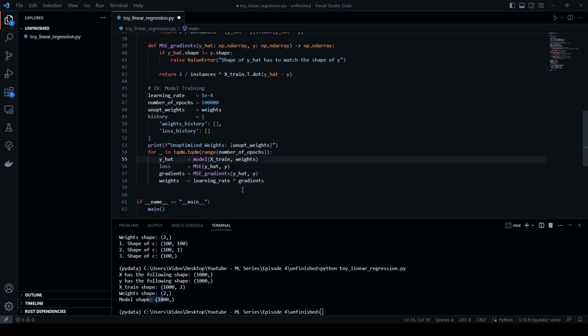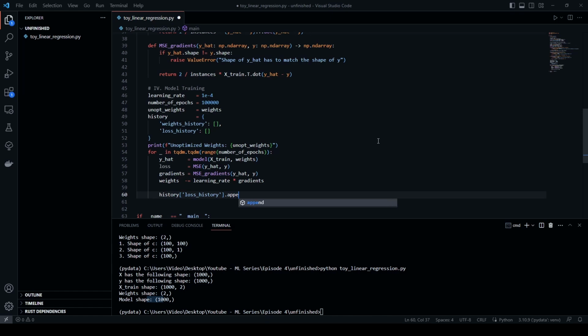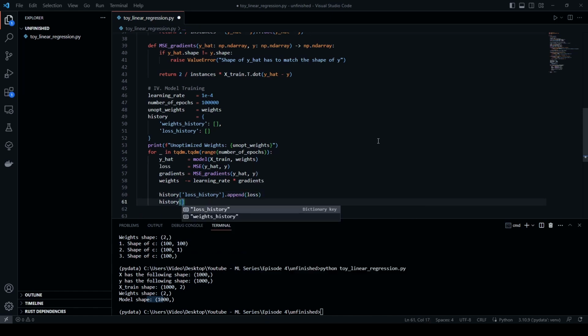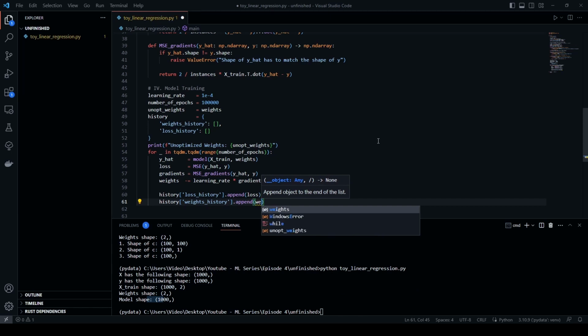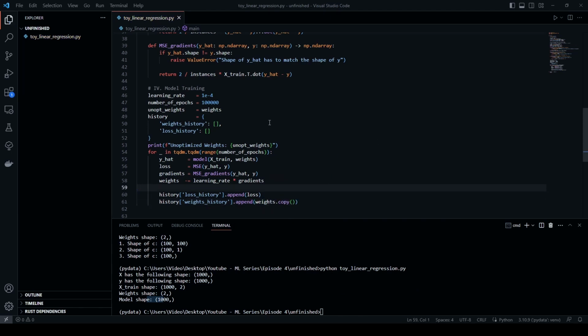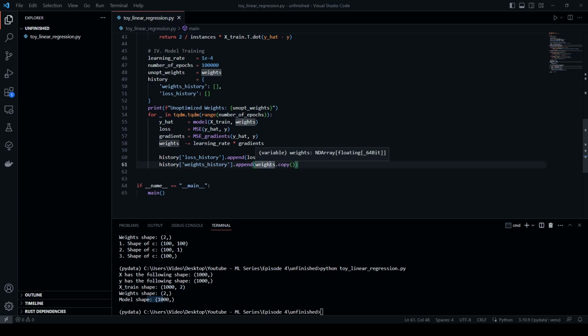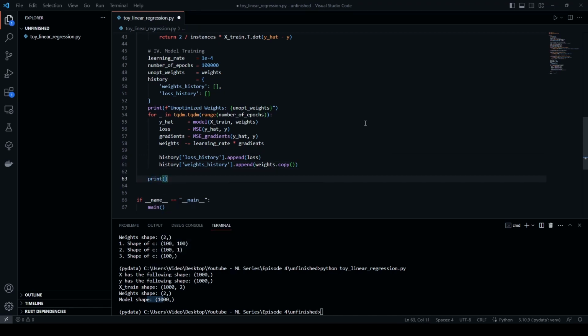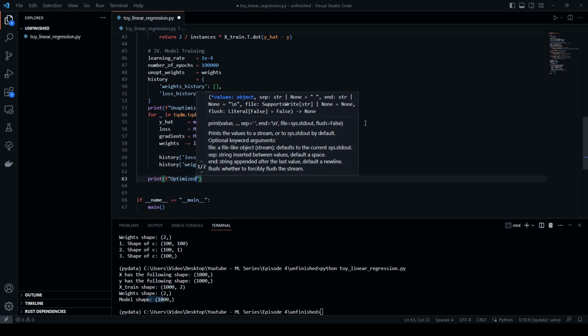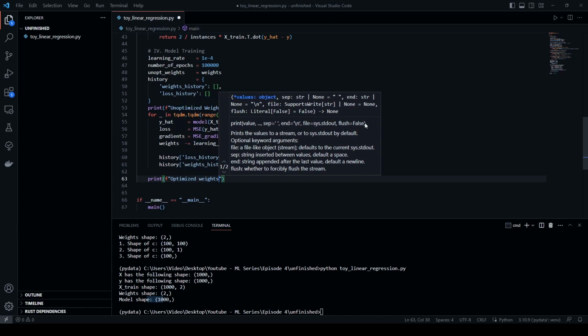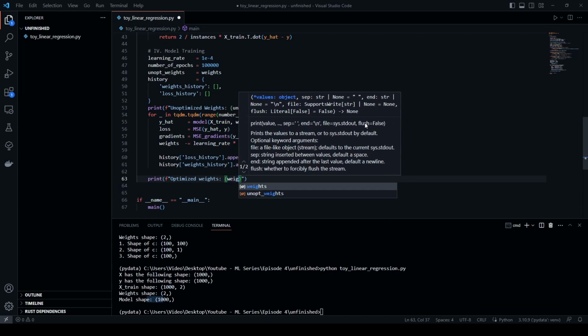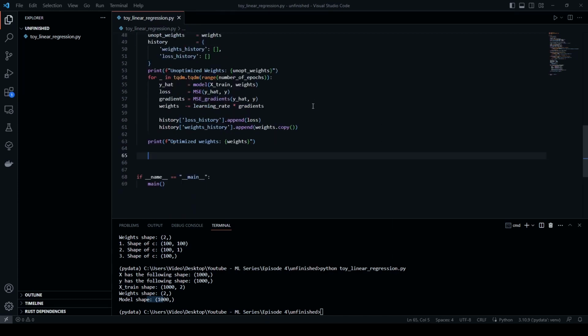Let's line those up. Okay, and of course we want to record our loss history, so we will append the loss, and we want to record the weights, so we append the weights, but beware that you have to copy the weights, otherwise the weights will get updated inside of the list, and that's not what we want. And then let's print the optimized weights in order to see how these weights changed after the training.